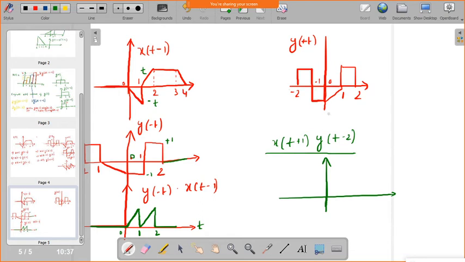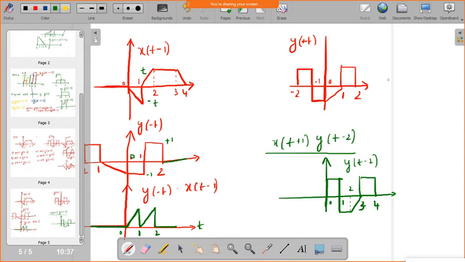So now y of t minus 2 you do, what will it come to? It will come like this, which is 0, 1, 2. Okay, so this is 2 and this is 3 and this is 4. So this is your y of t minus 2. Okay.